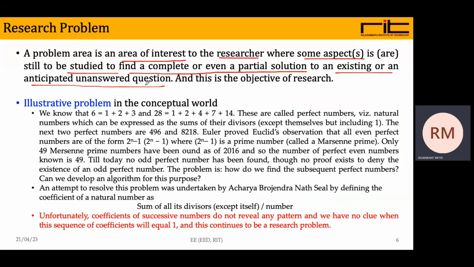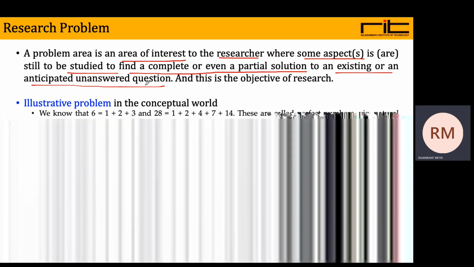So it may be possible that some questions are unanswered, so one can take this as a challenge and try to find out the solution. Or it may be possible that some aspects of that particular problem have already been solved by some other researchers, and then to solve those remaining aspects or partial solution, one can go for this research.